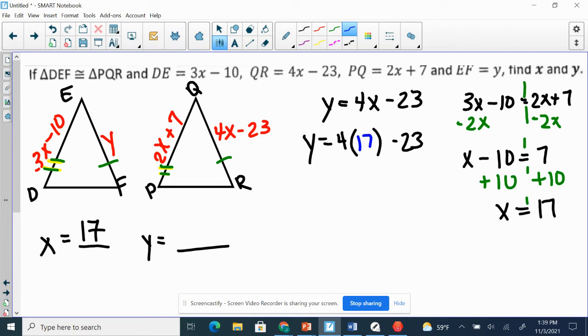So we have 4 times 17 minus 23, and we get 45. And again, you may want to check that. So y equals 45. So with y equals 45, then 4 times 17 minus 23 should also equal 45. And it does. So we did this one right. So y equals 45. And then we have both of our answers.